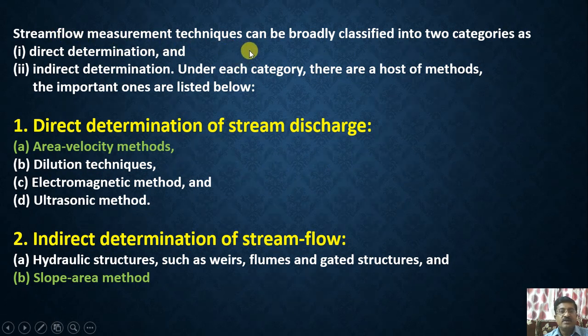Stream flow measurement techniques can be broadly classified into two categories: direct determination and indirect determination. Under each category there are a host of methods. The important ones are discussed below. Direct determination of stream discharge includes area velocity methods, which we are going to study, dilution techniques, electromagnetic method and ultrasonic method. Then indirect determination of stream flow includes hydraulic structures such as weirs, flumes, gated structures, and second is the slope area method that we are going to study in detail.